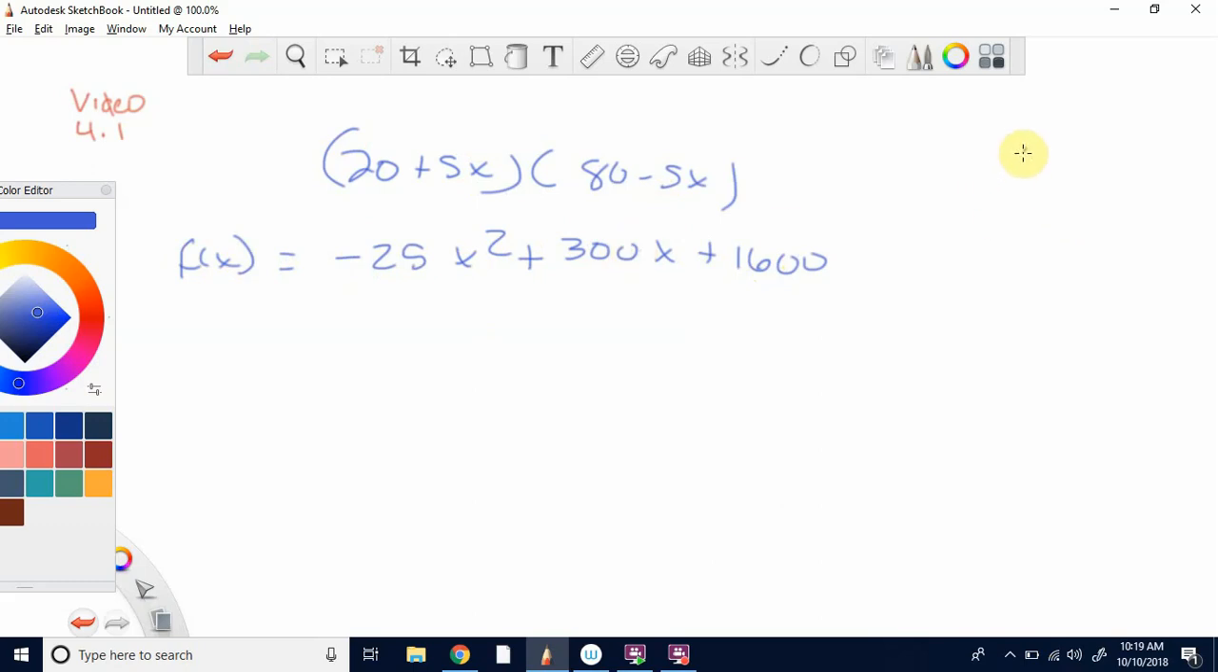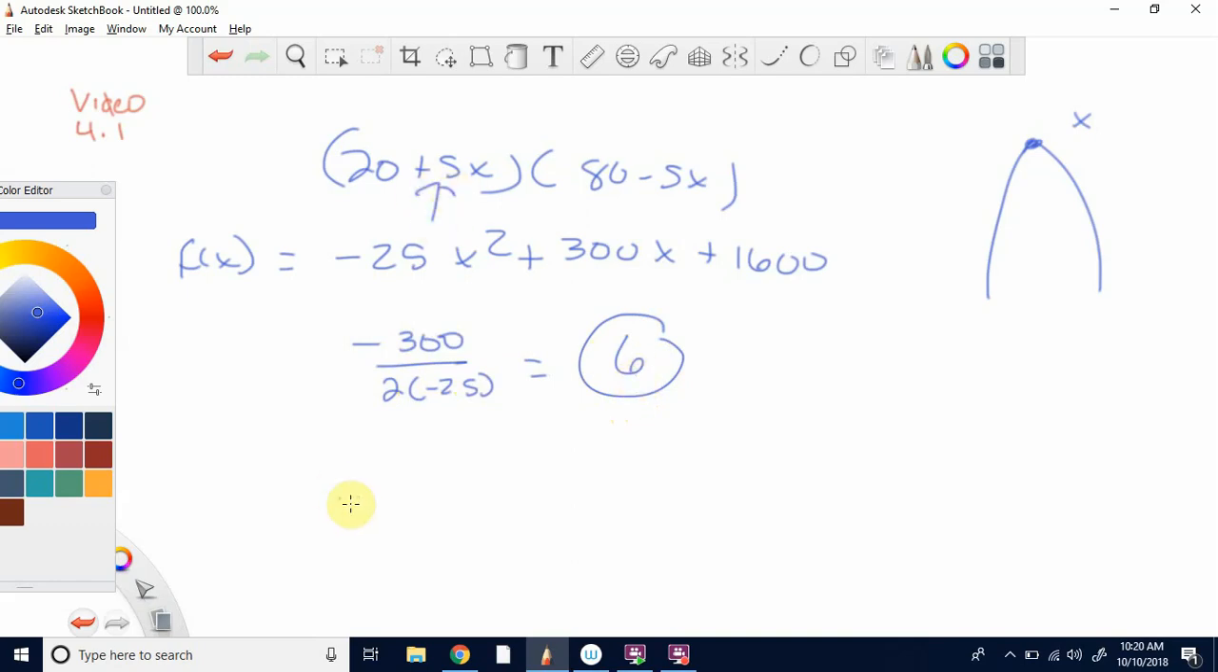So we know because it's going to open down, it's going to peak out, right? So we have to find the x coordinate. So we're going to have negative 300 over 2 times negative 25, which equals 6. So we have to have 6 increases. So how much does he charge? We're going to put it into this cost here, 20 plus 5 times 6, which gives us $50.